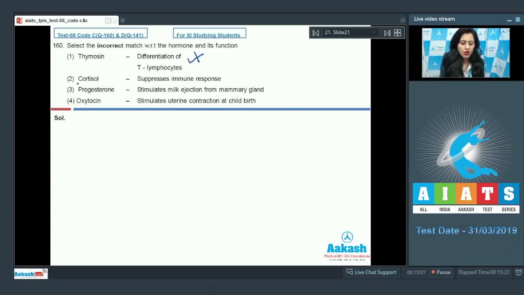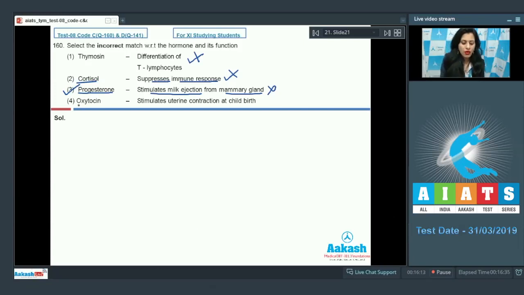The next match given is cortisol, and the match given is suppresses immune response. As it is a correct match, this cannot be a correct answer to our question. Cortisol suppresses immune response, and that's why cortisol is given in case of tissue or graft transplantation. The next match given is progesterone, and the match given is stimulates milk ejection from mammary gland. As it is an incorrect match, this is a correct answer to our question, because progesterone acts on mammary glands and stimulates the formation of alveoli and milk secretion, and not milk ejection from mammary gland. It is the role of oxytocin.